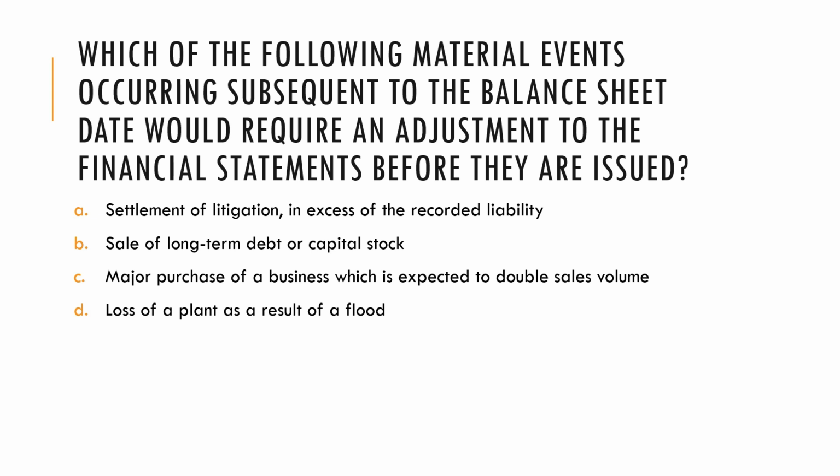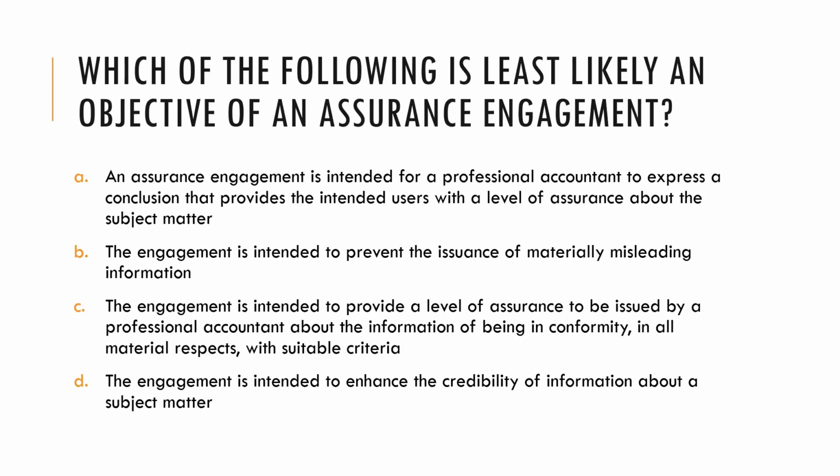So if we take a look at all of the choices, we should be able to spot letter A as the answer to this. Why? Because if you notice, it says in excess of the recorded liability, meaning to say the liability has been recorded on balance sheet date. That simply means that this condition was already present as of balance sheet date. And subsequently, it was settled. So even if the settlement happened subsequently, the condition existed as of balance sheet date and should therefore require an adjustment to the financial statements before they are issued. So that's why the answer to that is alpha.